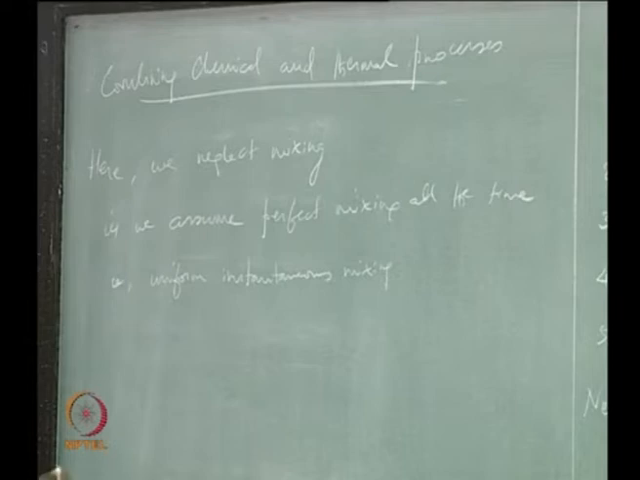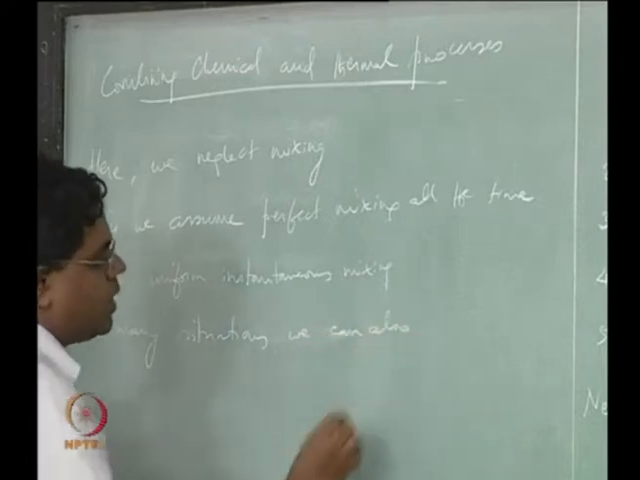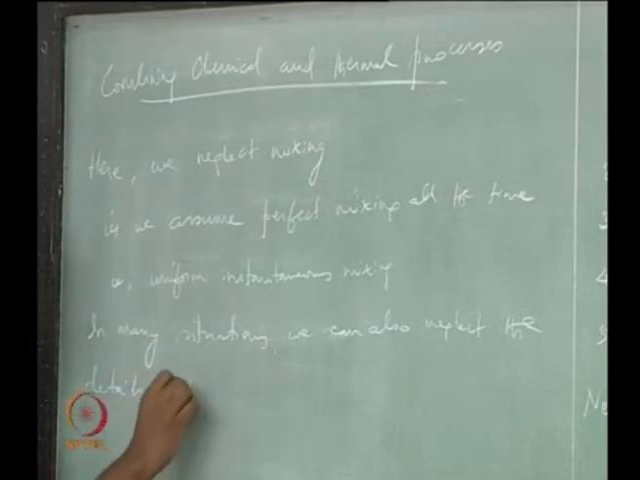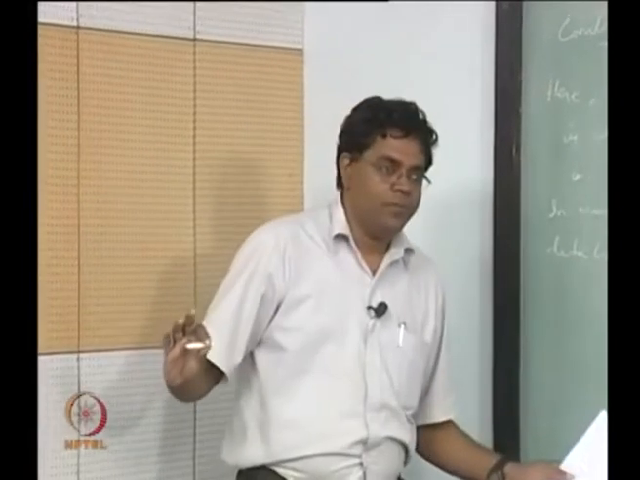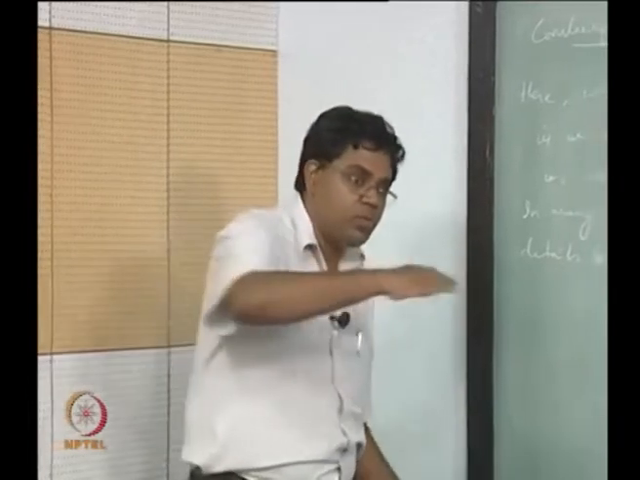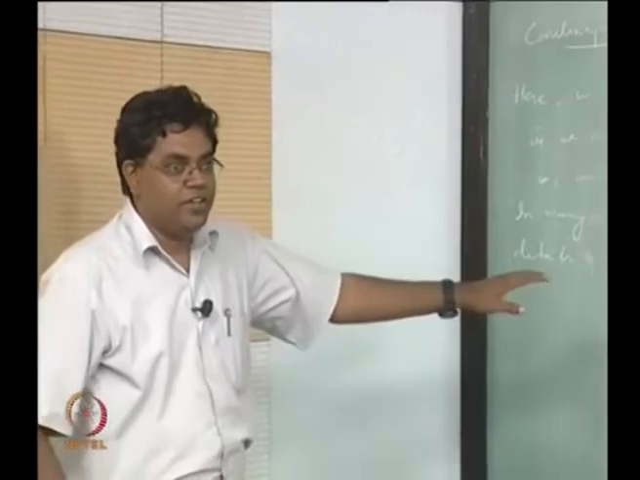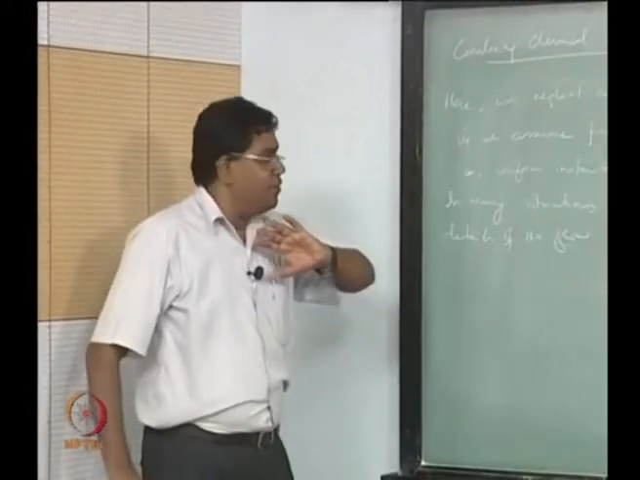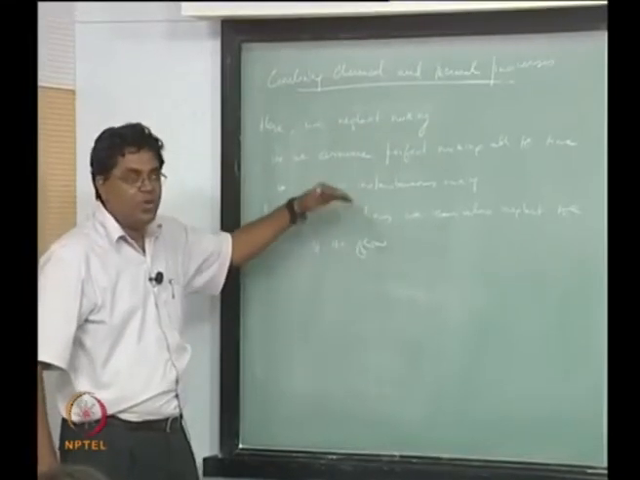So in many situations we can also neglect the details of the flow. Details of the flow, that means you either don't have a significant flow at all to talk about, in relation to what we are thinking about, that is chemistry and temperature gradients and so on, or the flow is so complicated that we don't want to worry about the details. When you say you neglect mixing, that could have been fine when you didn't have any mixing to worry about. But what we are basically saying is there is a lot of mixing that's going on that we don't have to worry about. Okay.